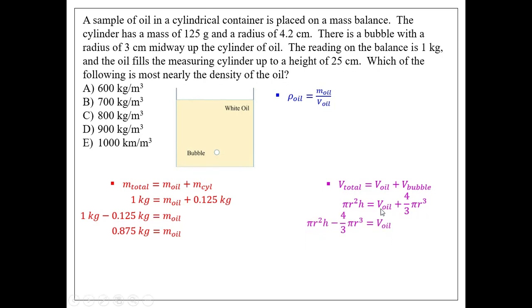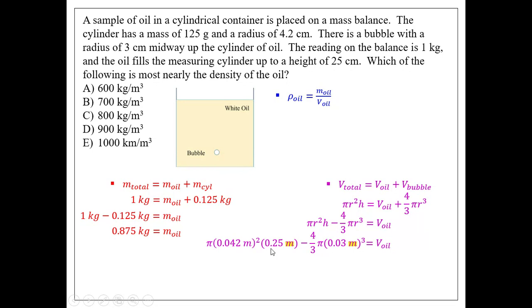So I'm just going to go ahead and manipulate this function. To find V oil, I'm going to go ahead and subtract both sides by 4/3 pi r cubed. Once again, r here being the radius of the bubble. So I'm just going to go ahead and plug values in. So pi gets carried down. The radius of the cylinder is given as 4.2 centimeters. But once again, I want to convert everything to meters. So 4.2 centimeters is 0.042. So just divide that by 100. And that's where this value came from, 0.042. And this is now in units meters. And don't forget to square that.